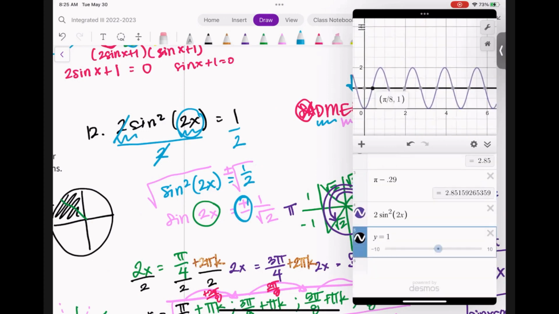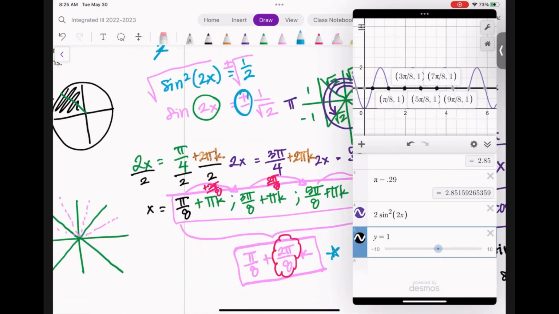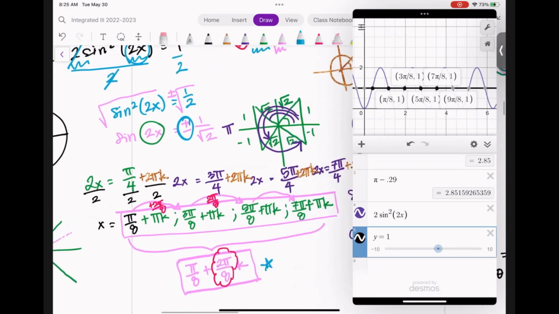So notice pi over 8, 3 pi over 8, 5 pi over 8, 7 pi over 8, 9 pi over 8. You can see that pattern, right? So now doesn't it make sense why it's pi over 8 plus 2 pi over 8? And then you're just adding sets of that over and over again. So that's how you basically check your answer. But I am going to be looking for all of this work because this is the valuable part. Okay, so that's how you would check your answer on a graphing calculator. I hope that makes sense to you.